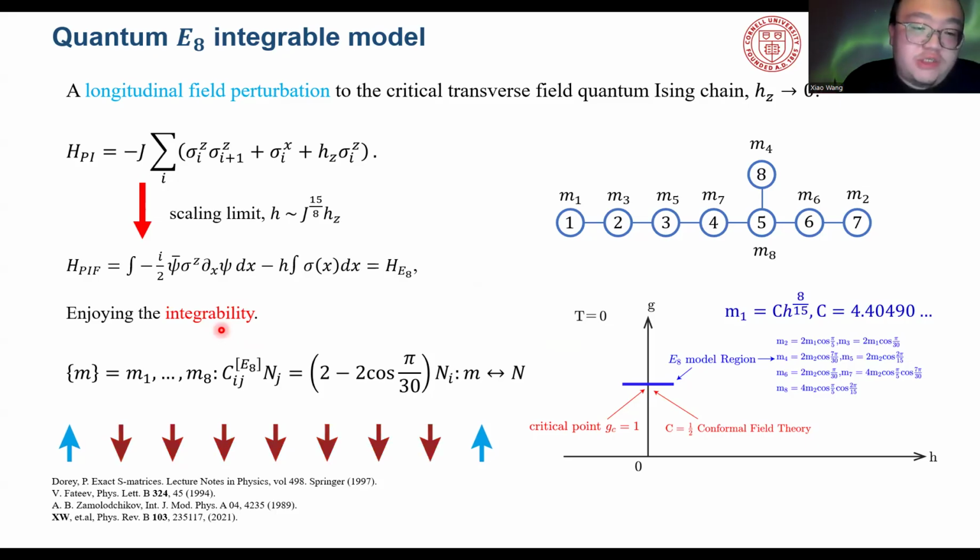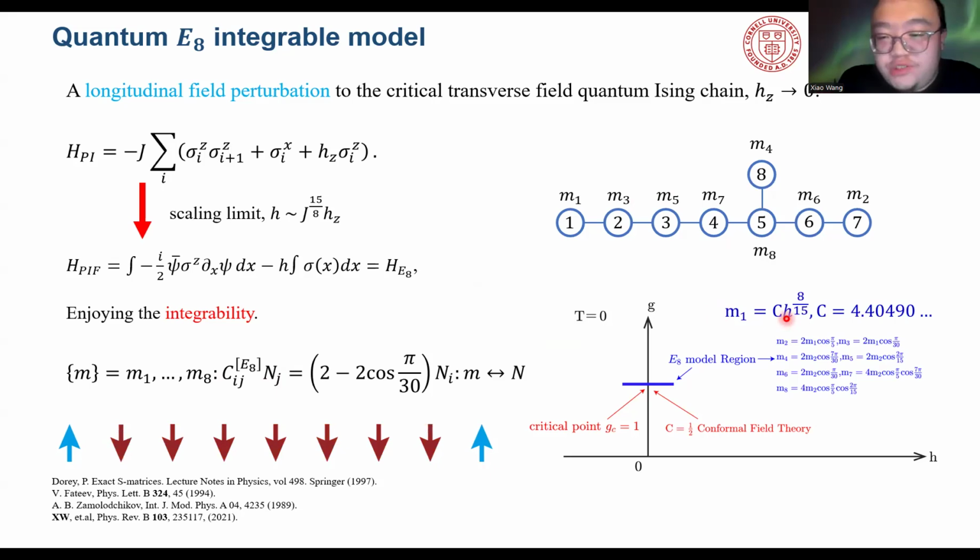Where the mass ratios of the different types of quantum particles serve as the simple roots of the Lie algebra, and there will be a one-to-one correspondence between the diagram of the Lie algebra and the mass ratios of the integrable quantum field theory. So this is why this model is called the quantum Lie integrable model.